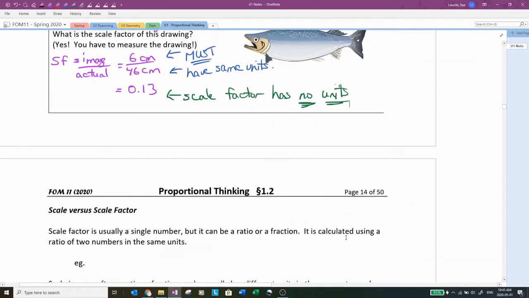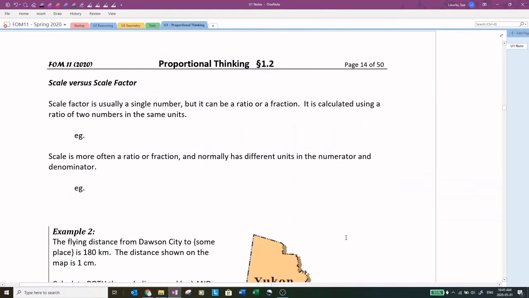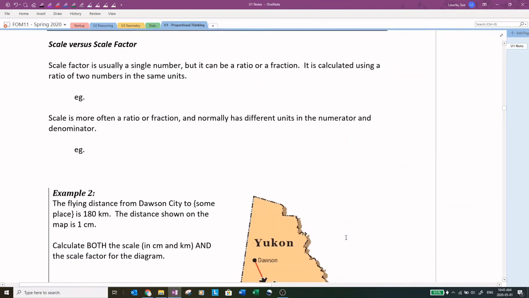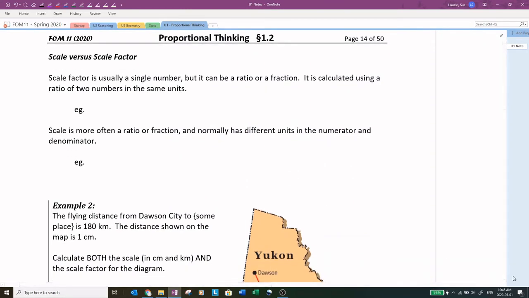Okay? Now we're going to talk about scale versus scale factor. Now I'm going to be honest with you, this is something that textbooks get wrong, and it kind of drives me crazy. A scale factor is a number. It doesn't have any units.